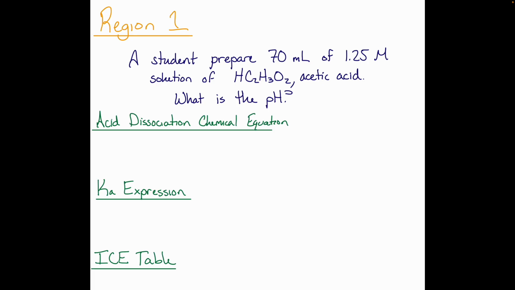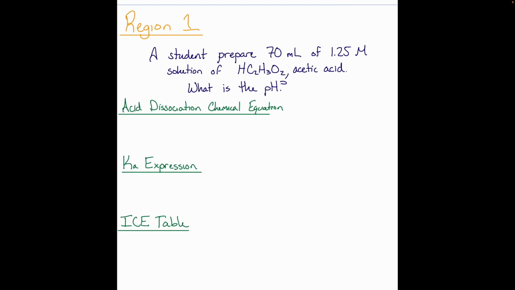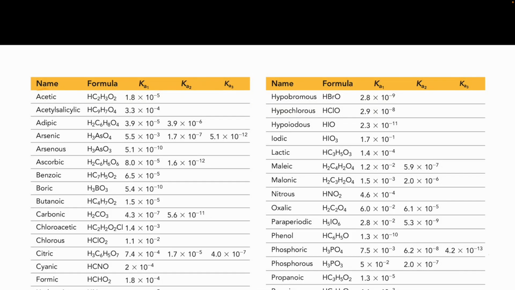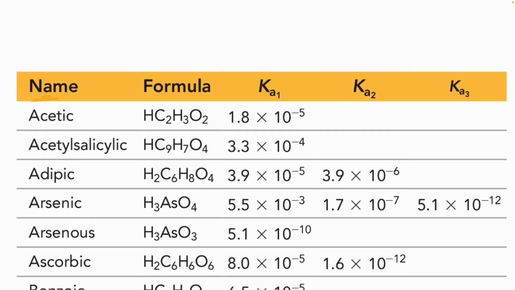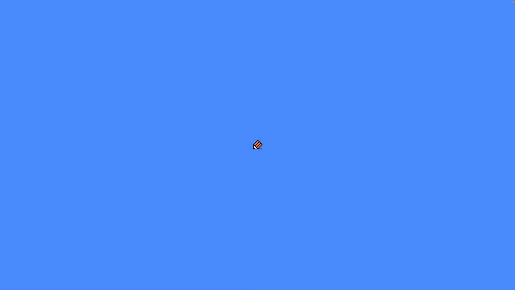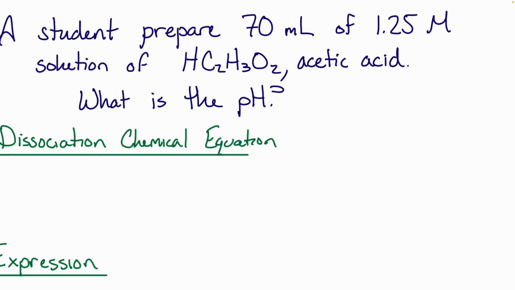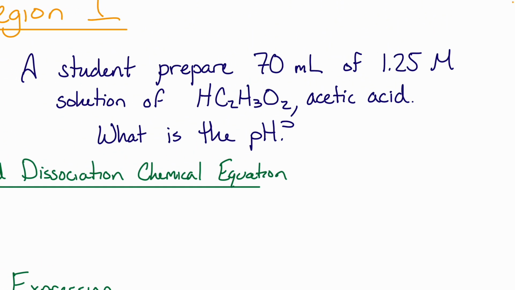Okay? There is one other piece of information that y'all are going to need before I can send you off to do this calculation. What is that piece of information? The Ka value, right? We've got to go to our constants page and find acetic acid's Ka value. 1.8 times 10 to the negative 5 is that Ka value for acetic acid. Just kind of make note of it up here.